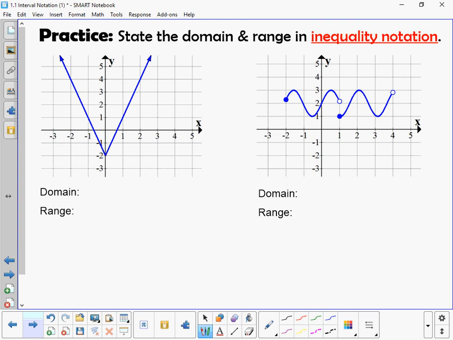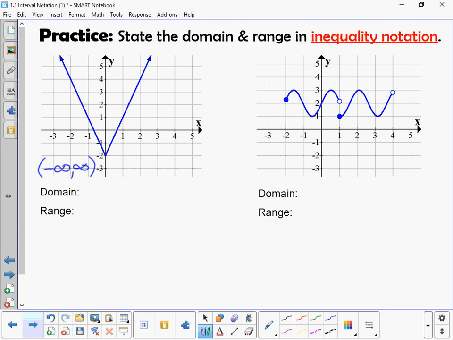For this first graph, it's showing the graph of an absolute value function. The domain of this is, and in class a lot of you said, because you remember, it's negative infinity to infinity. And that's true. It is from negative infinity to infinity. The farthest to the left is negative infinity, and the farthest to the right is positive infinity. In both directions, it's going to keep going. But that is interval notation, and I would like you to write it in inequality notation.